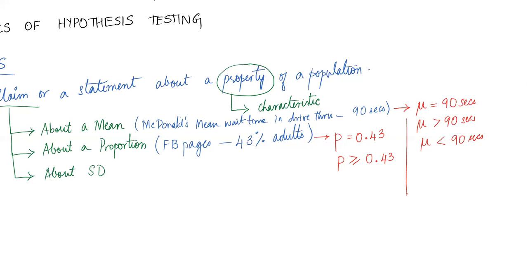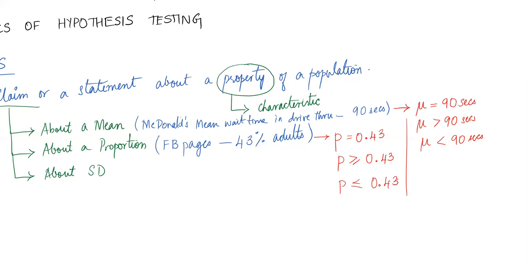And if I say at most 43% of adults have Facebook page, at most would mean that that's the maximum. So it was less than that. It went as far as 43%. So then it should be P is less than or equal to 0.43.